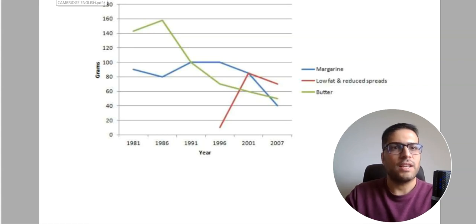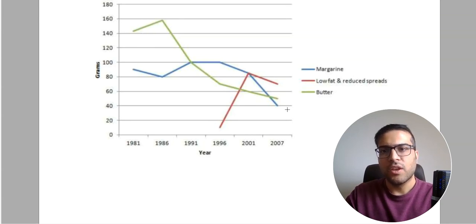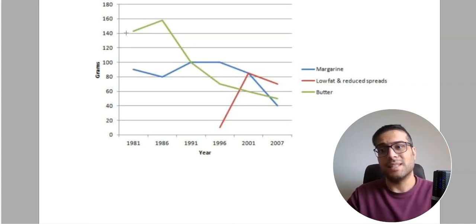And let's have a look at the key features of this line graph. I'm just going to highlight them. So you know that in the writing task 1, you're expected to summarize the information by selecting and reporting the key features. So you're not supposed to give us all the details.